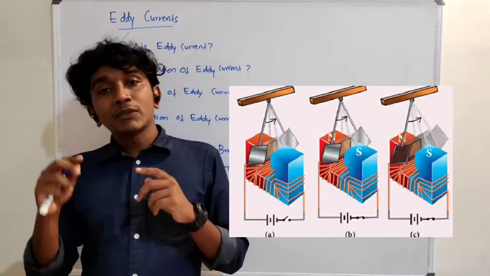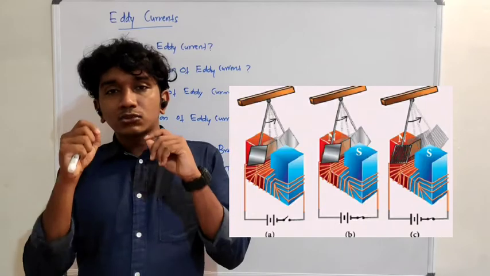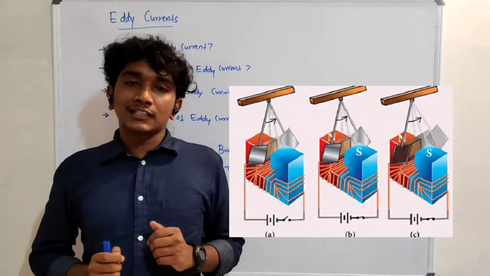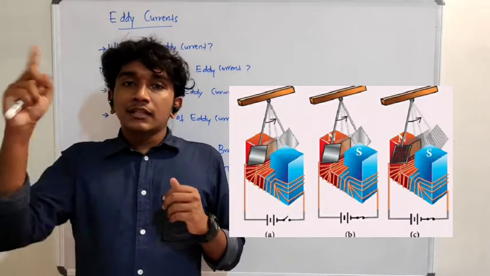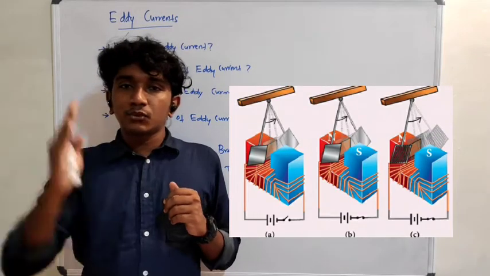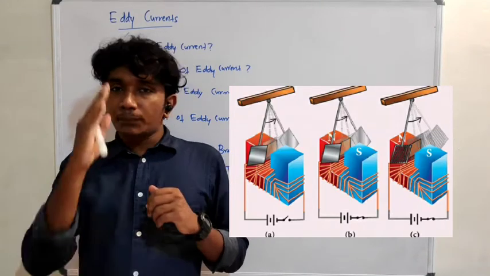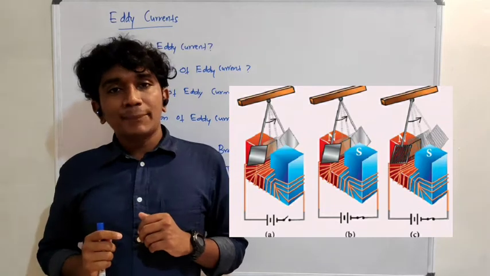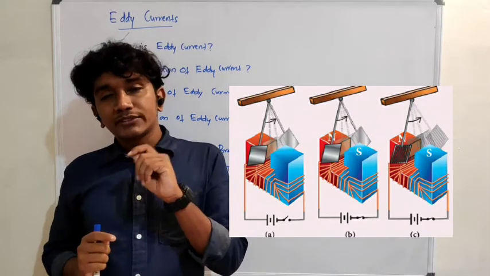Initially, by using the switch, we are switching off the electromagnet, and at that time we allow the pendulum to swing. You can see picture number 1, picture A, where it is swinging. But what will happen if we switch it on?